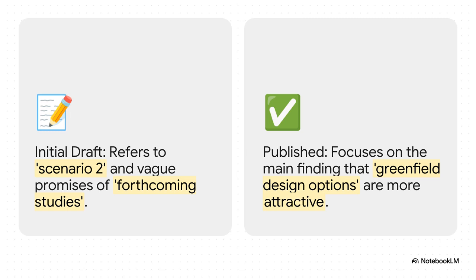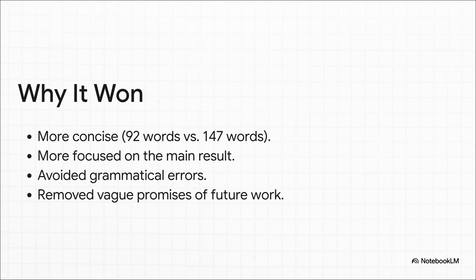Let's try one more. Here's a case study from Assumption et al. The initial draft is, you'll notice, quite a bit longer than the final published version. This is just a classic example of trimming the fat. So why is the published version so much more effective? Well, for one, it's way more concise. We're talking nearly 40% shorter. It also focuses entirely on the main result instead of getting lost in the details of specific scenarios. It's grammatically clean, and crucially, it gets rid of those vague promises about forthcoming studies. It just lets the results speak for themselves.